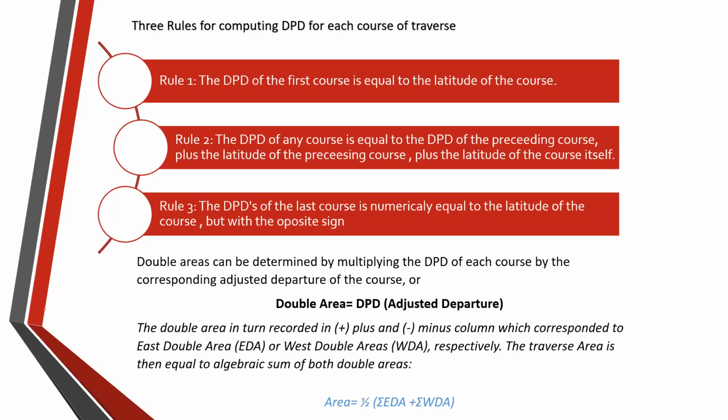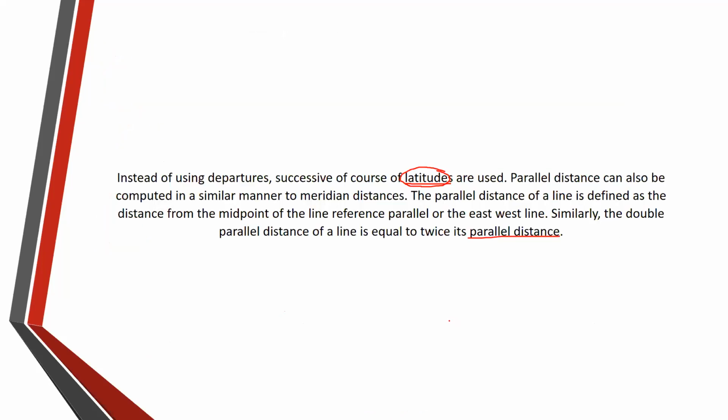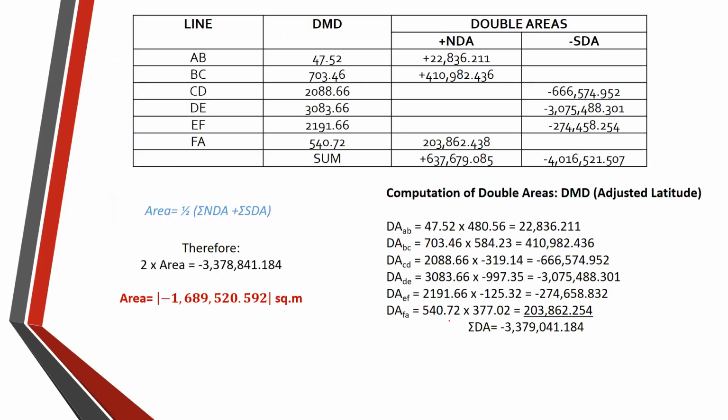So if this is your double area, kailangan lang natin yung area. Okay, yung hindi double. So area is equal to 1/2 of the summation of the east double area plus the summation of the west double area. But before I forget pala, na-compute na natin yung mga double areas dito.